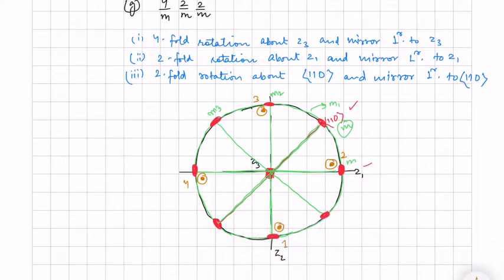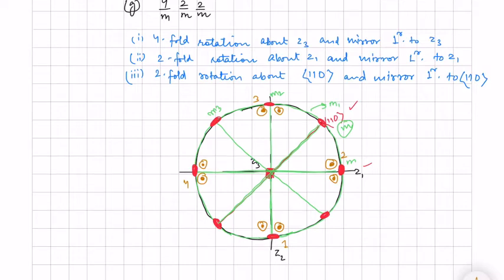After 2 fold rotation, the hollow changes to solid and the solid changes to hollow 1. Similarly for point 2, the hollow changes to solid circle and the solid circle changes to hollow circle. Similarly for point 3 and point 4.